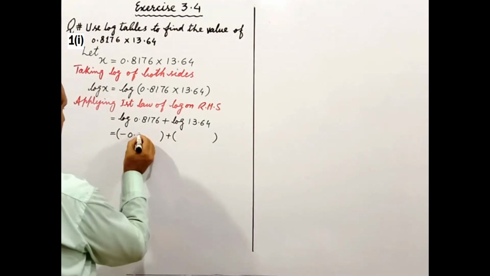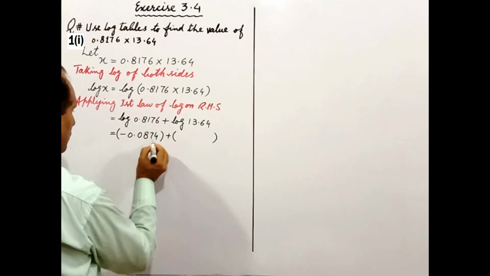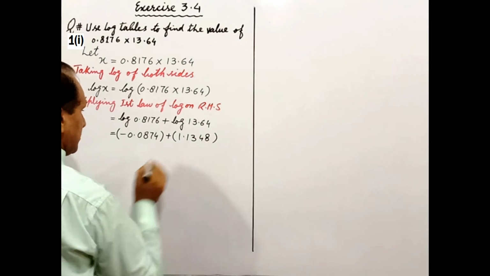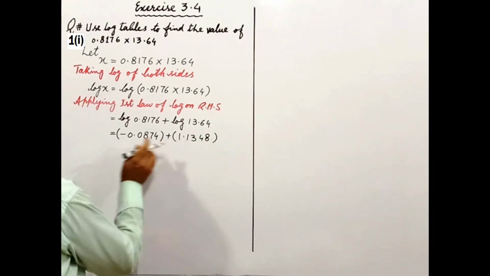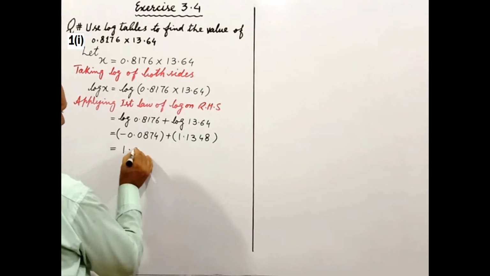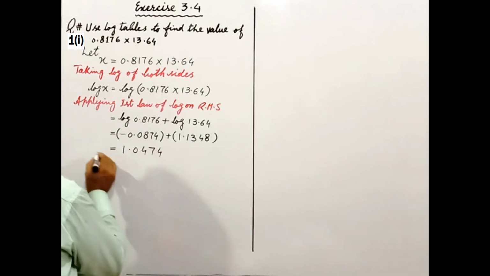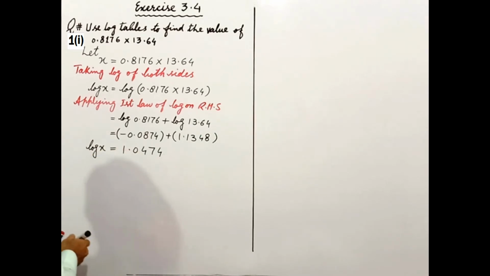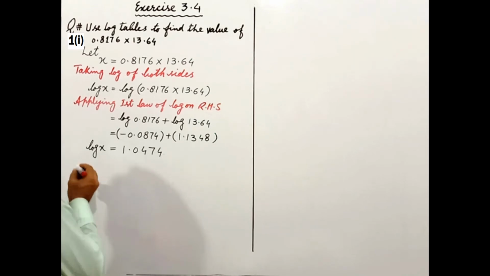minus 0.0874 and 1.1348. We use the calculator to simplify this and we have 1.0474. As we have a single value equal to log x, now we apply the definition of anti-logarithm, which we have already learned. That is, we take anti-log of both sides.